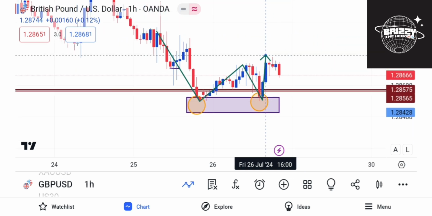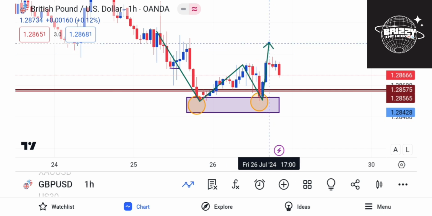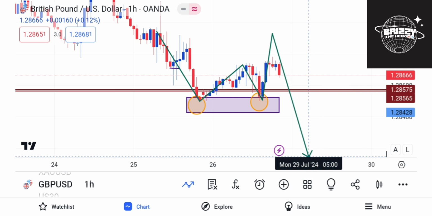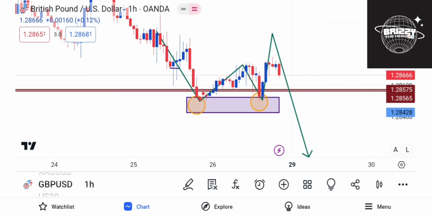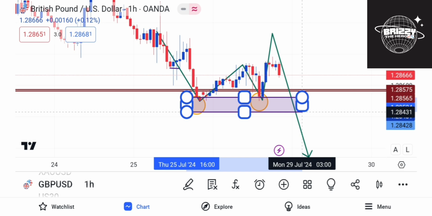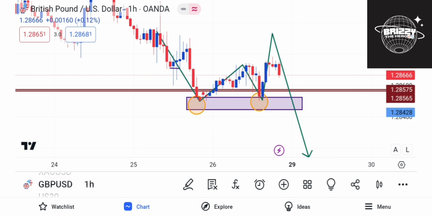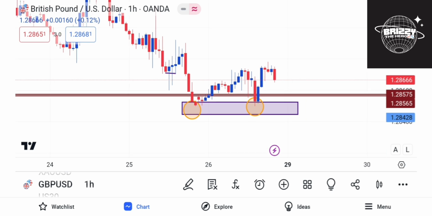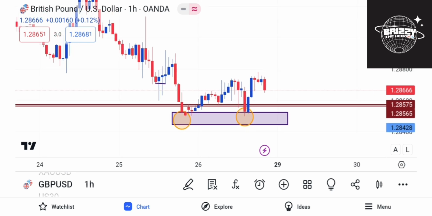But being honest, I really see the price probably faking out to the upside and just breaking the support we have down here. That's what I'm on, like being honest. Price breaking the support we have down here, because trust me, fake outs are a real thing. Fake outs are a real thing.